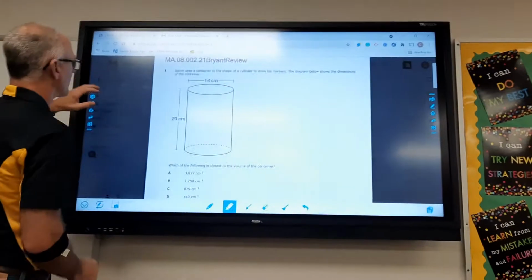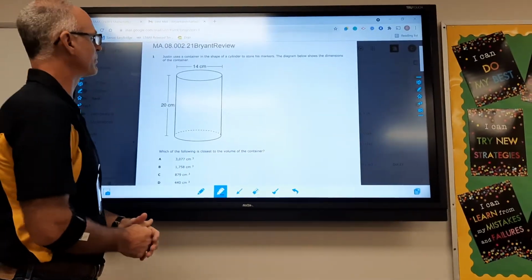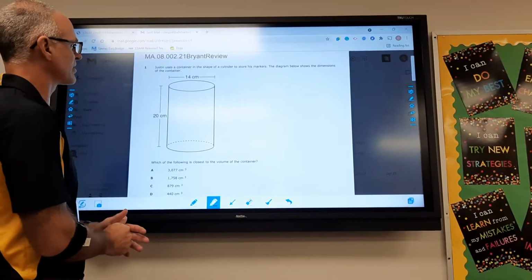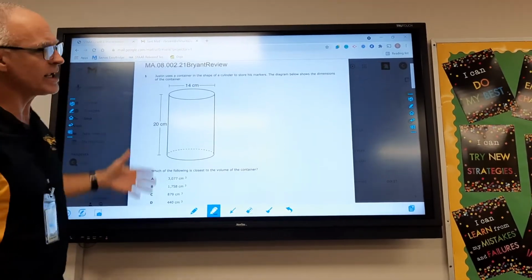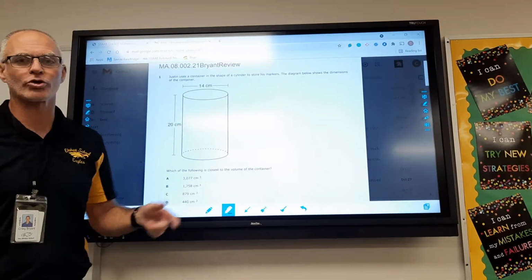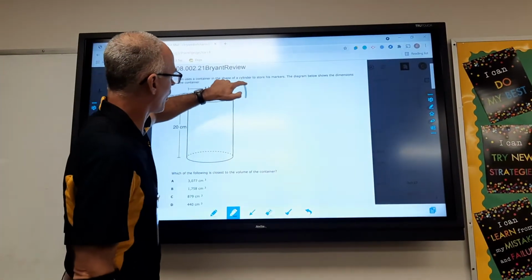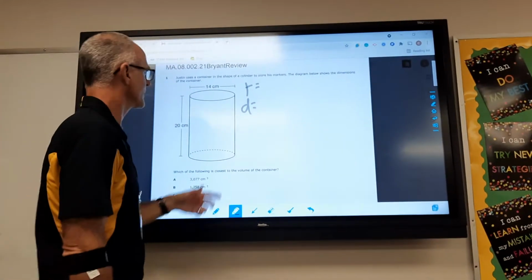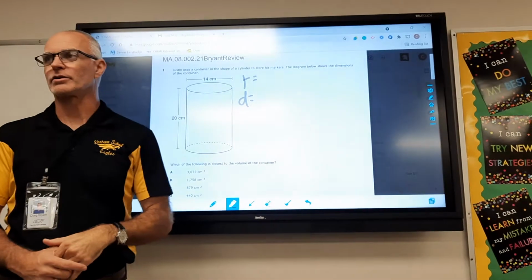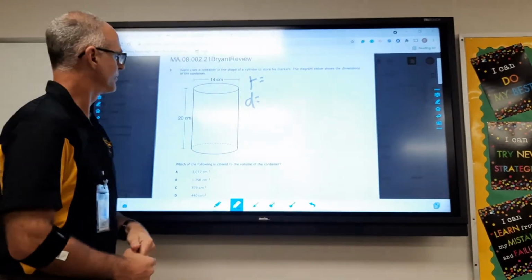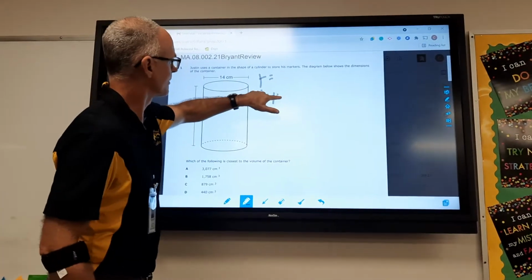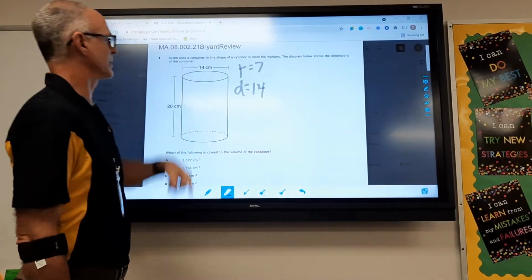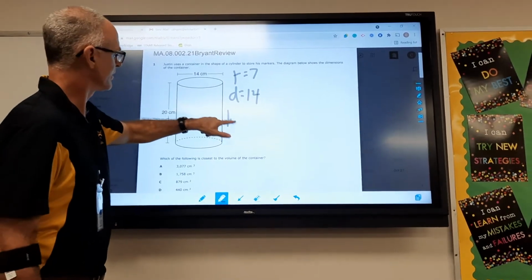Okay, number 1. Justin uses a container in the shape of a cylinder to store his markers. The diagram below shows the dimensions of the container. For any question that involves circles, we always begin with R equals, D equals. Which one do they give us here? They gave us the diameter, which means we divide it by 2 and we get our radius, 7. The height is 20.